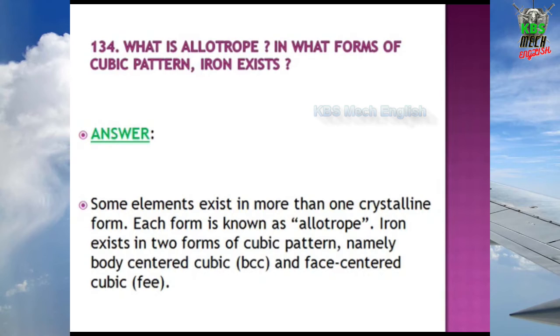Question number 134. What is allotropy? In what forms of cubic pattern does iron exist? Answer: some elements exist in more than one crystalline form. Each form is known as an allotrope. Iron exists in two forms of cubic pattern, namely body-centered cubic and face-centered cubic.